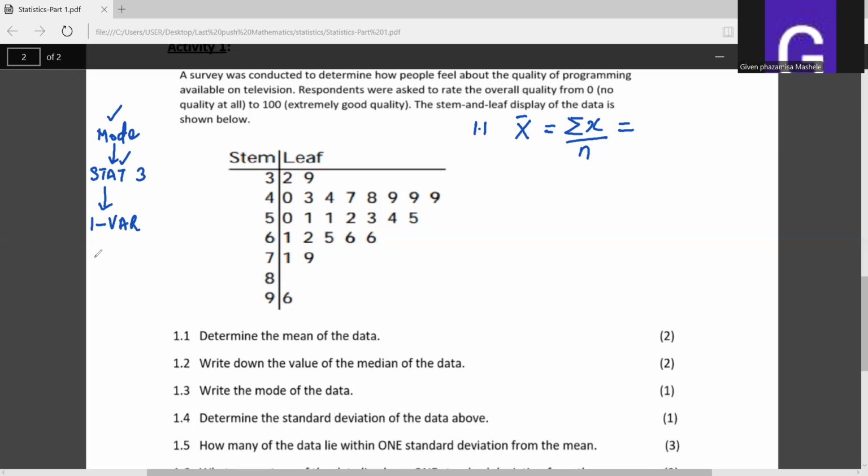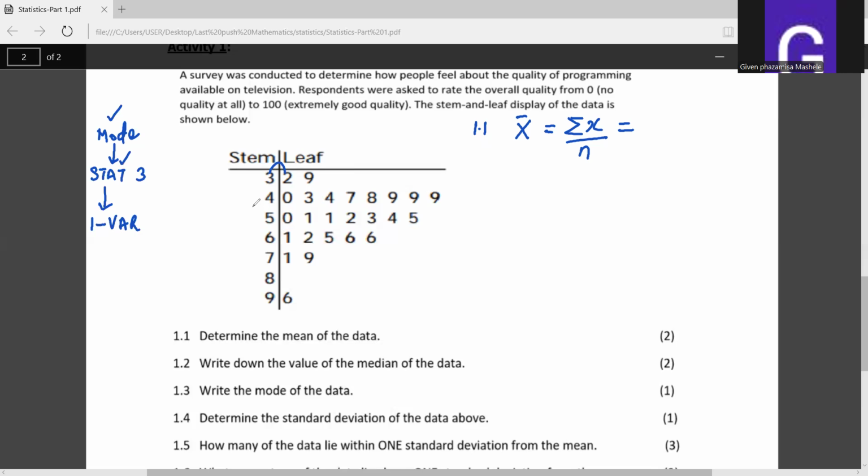One var will give you a table where you'll have to insert these values. So you press one for one variable. You insert these numbers inside your calculator while pressing equals. The first one will be 32 equals, 39 equals, 40 equals, 43 equals, 44 equals, 47 equals.